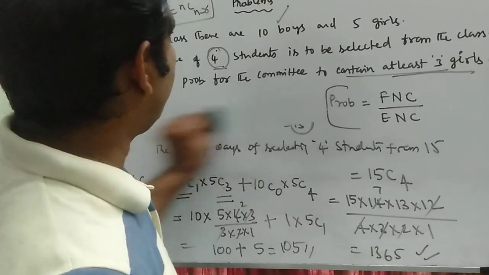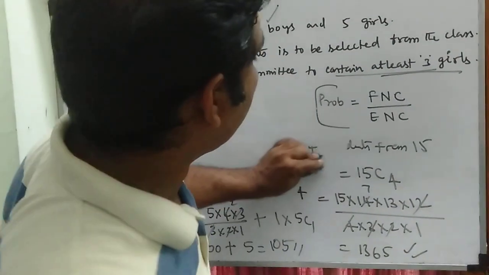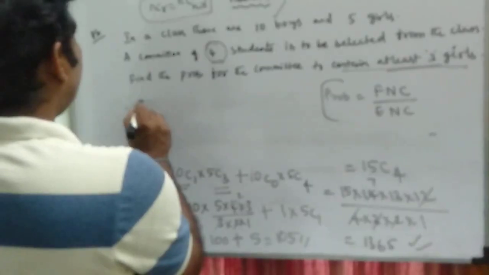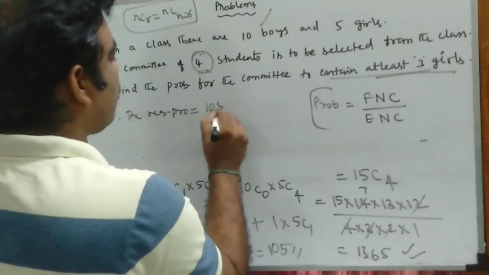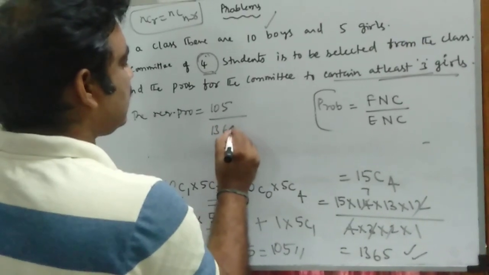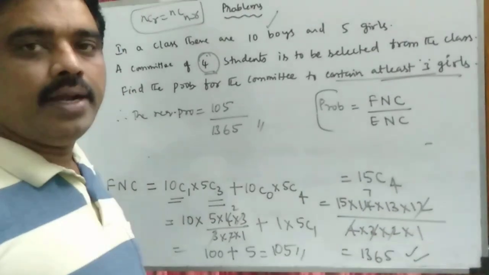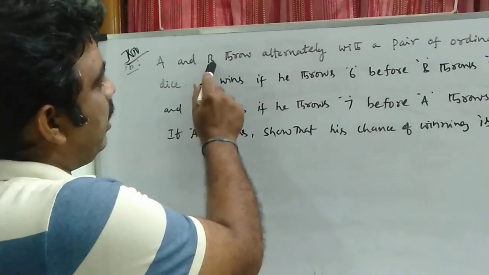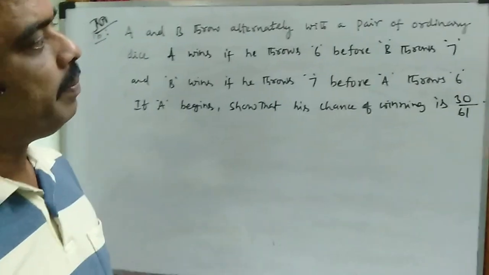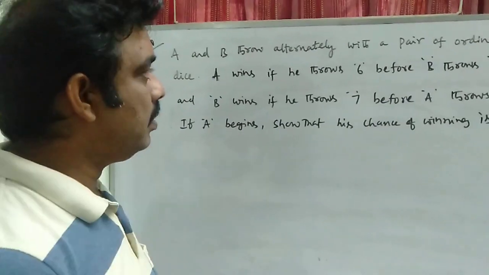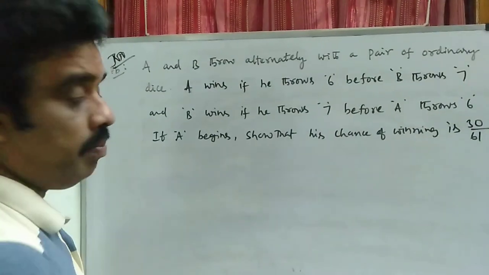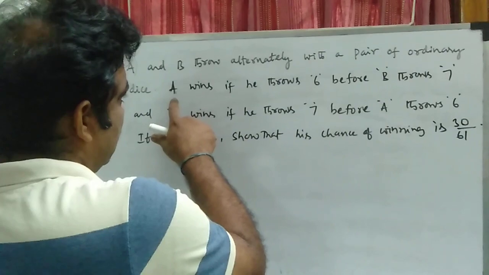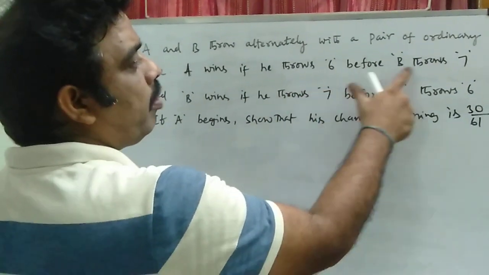So the required probability is equal to favorable cases 105 by 1365. Which is the required probability. Next problem: A and B throw alternately with a pair of ordinary dice. That means they play with a pair of ordinary dice. A wins if he throws 6 before B throws 7.